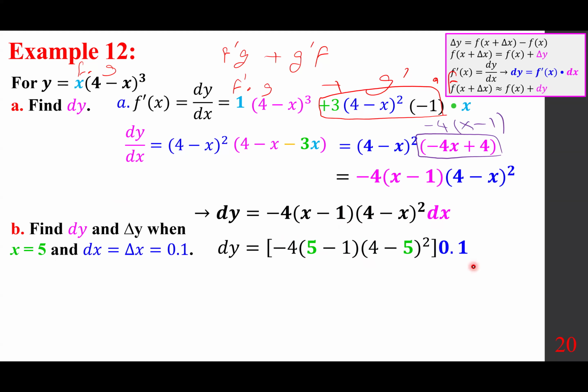And this is easy to calculate. This is 4. This is negative 1. When you square it, you get positive 1. So you get minus 4 times 1, which is negative 16, times 0.1 is negative 1.6.